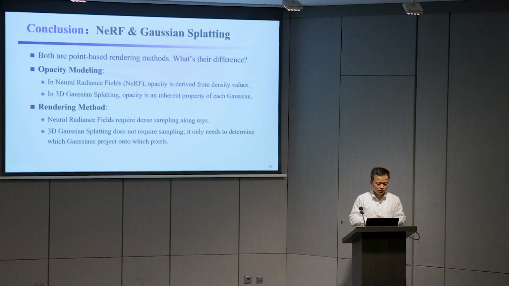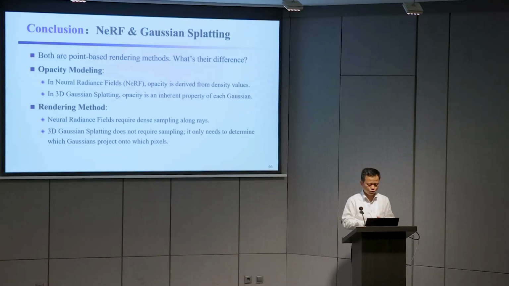So, conclusion. Today I mainly introduced NeRF and Gaussian splatting, and also I introduced software for those two important concepts. Both methods are point-based rendering methods. So what's their difference? Opacity modeling. In NeRF, opacity is derived from density value, and in 3D Gaussian splatting, opacity is an inherent property of each Gaussian.